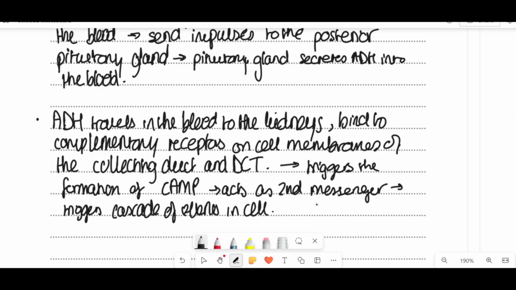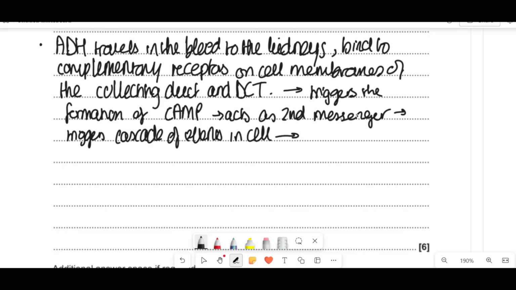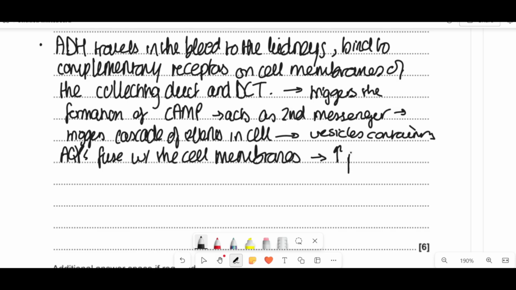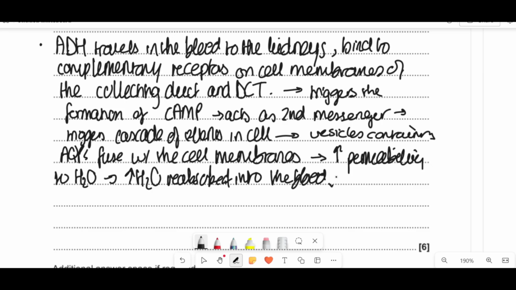in a cell. And the main thing that ends up happening is that vesicles containing aquaporins, you write the whole thing, I'm just going to write AQPs for short, fuse with the cell membranes, and this increases the permeability to water. As a result, more water is reabsorbed into the blood, and that's an example of negative feedback, right?